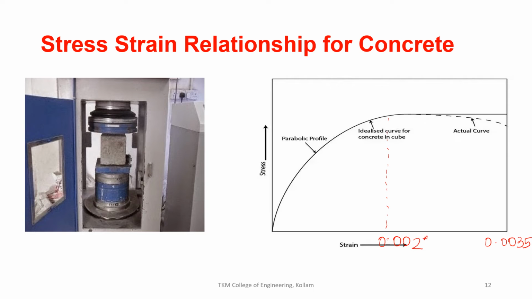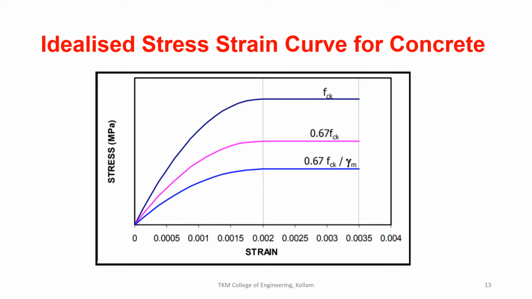That is, it will be parabolic up to a strain of 0.002, and then it is a straight portion, and it will fail at a strain of 0.0035. Now for the design purpose, we will idealize the stress strain curve for concrete. I told you it will be parabolic up to a strain of 0.002, and after that it's a straight line, and it will fail at a strain of 0.0035.